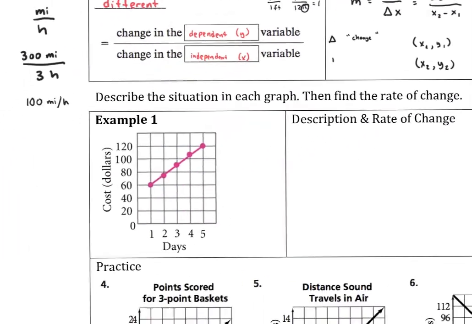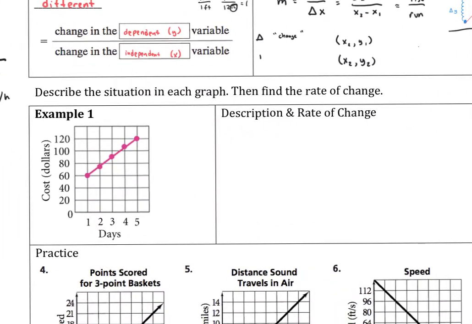Okay, so let's describe a situation in the graph, and then we want to find the rate of change. So days and costs. Days change, 1 day, 2 day, 3 day, and here is the cost, and it's going up pretty much at the same rate here. What's an example of this? Well, it could be something like a vacation, right? Or rental cost. So I'll just say it's a rental cost for an apartment, right? For a couple days.